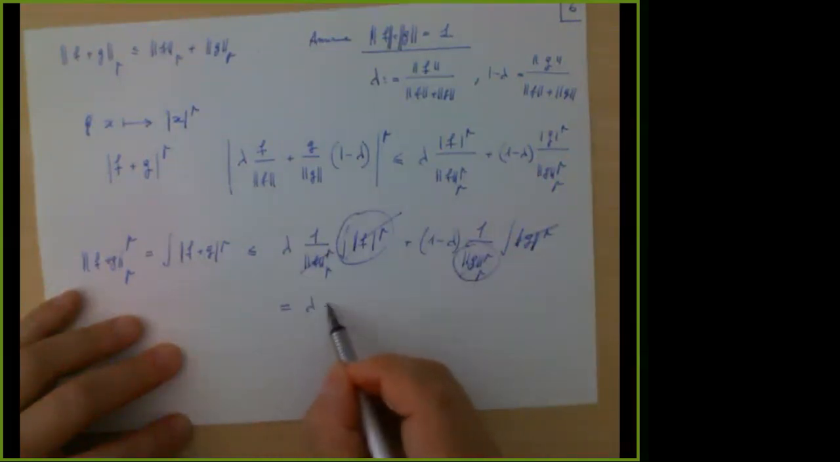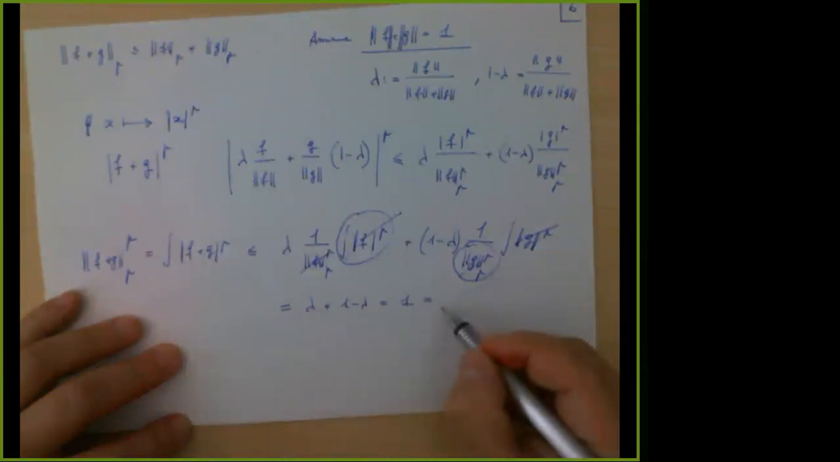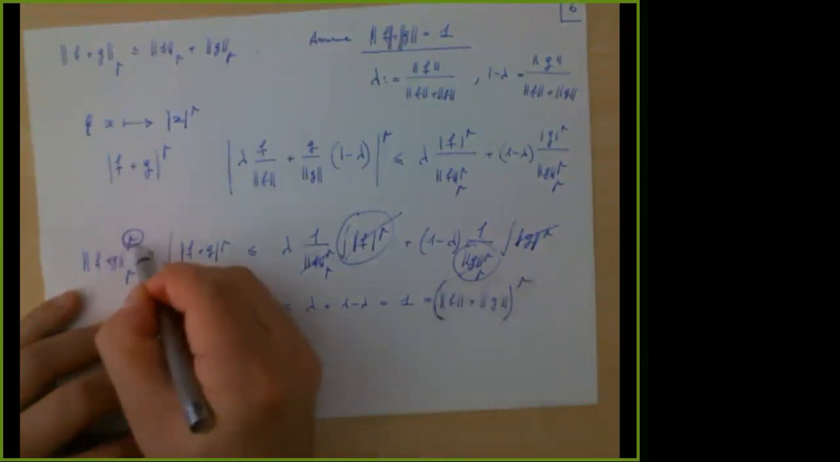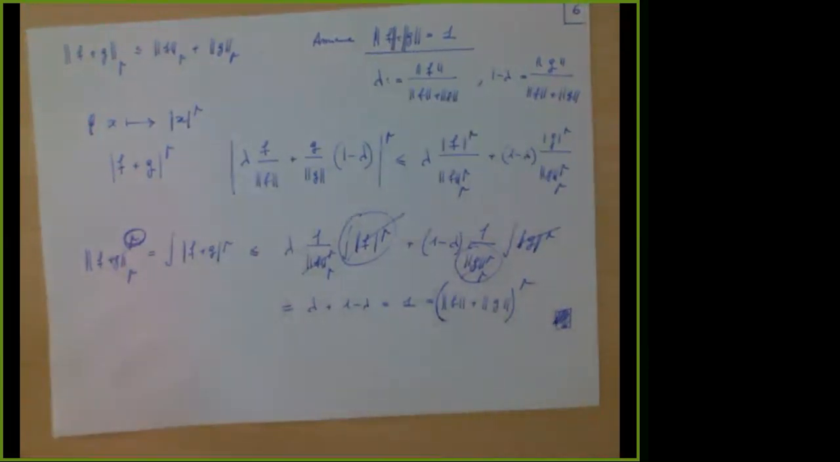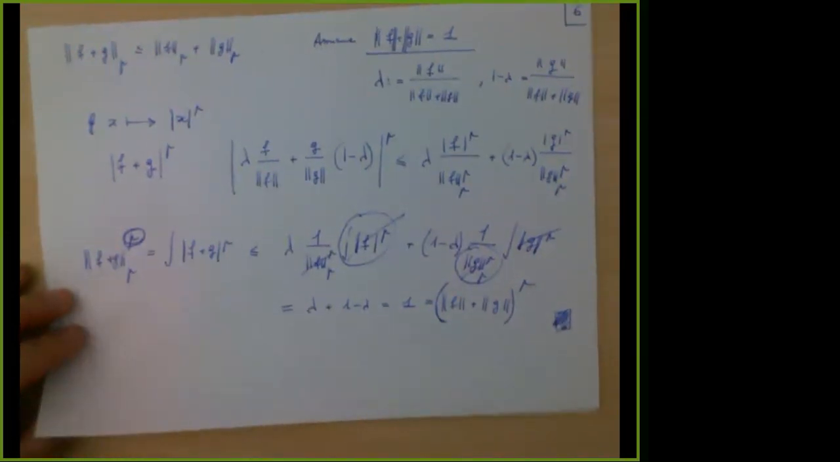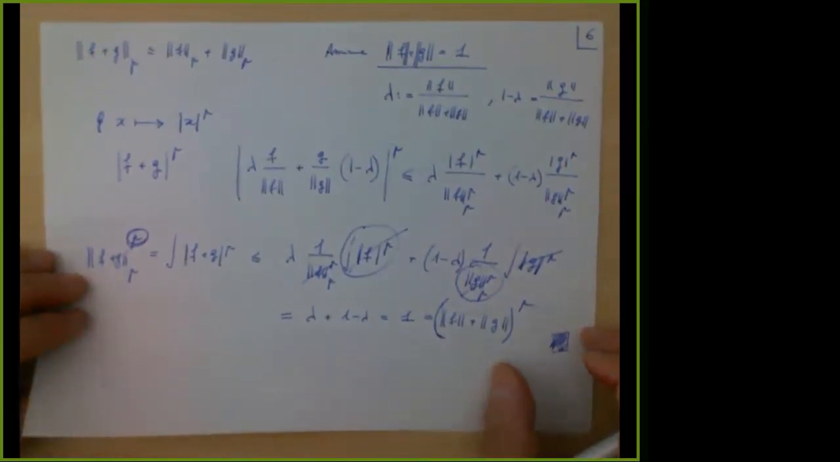We are left with lambda plus 1 minus lambda, which is 1. And this is in fact, by the normalization assumption, the norm of f plus g, and we need an exponent p because we have an exponent p here. And this completes the proof, which was just a quick application of convexity with this little bit of playing around with a normalization idea, which we have used already quite a few times. So I don't think it is very surprising by now.